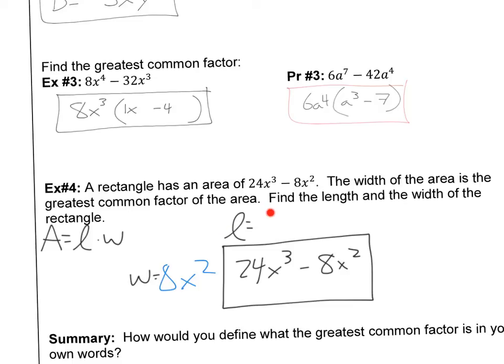Now to figure out what the length is, well, the length would just be what's left after we divide out the 8x squared. So let's see. 24 divided by 8 would be 3. X cubed divided by x squared would just be x. And 8x squared divided by 8x squared is just going to be 1, but we do have a little negative sign here, so I'm just going to say minus 1. So that must be our length there, and that must be our width.